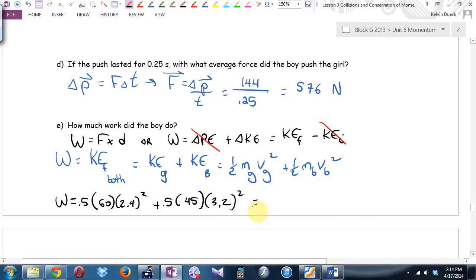Now, while you're crunching the numbers, we might have been able to do force times distance, because I do know that t was 0.25 seconds, according to part D. I do know that VI was 0. Although VF is different for both of them, isn't it? So maybe I couldn't find acceleration and then use that to go F equals ma or at distance. You know what? I think this is my best strategy for this multi-mass, multi-body problem.